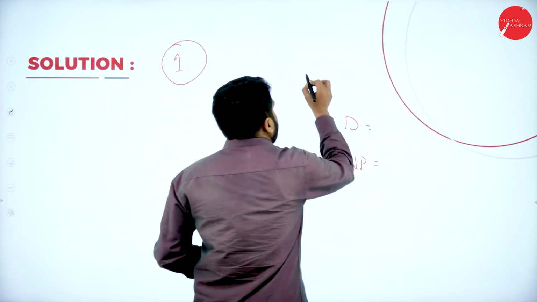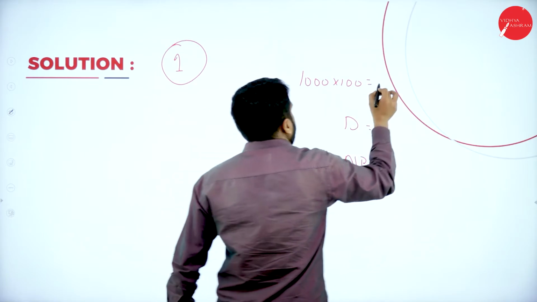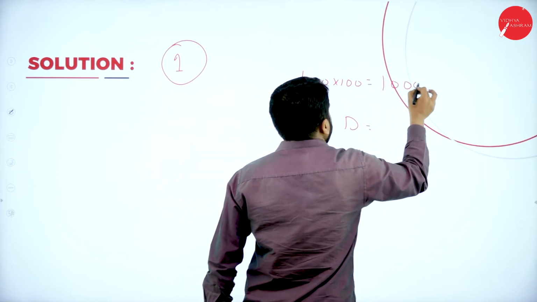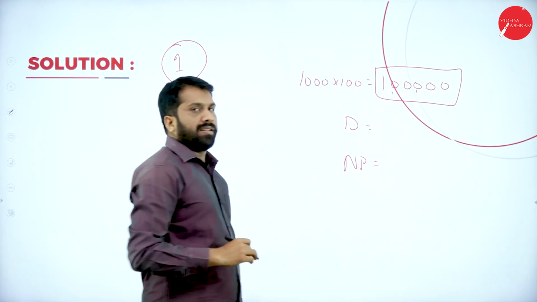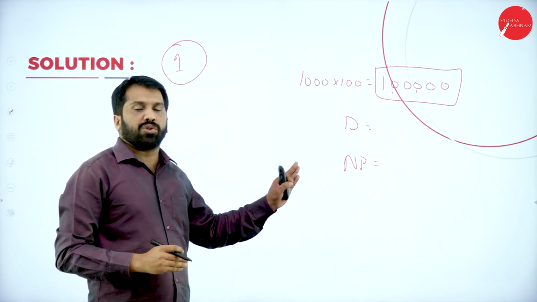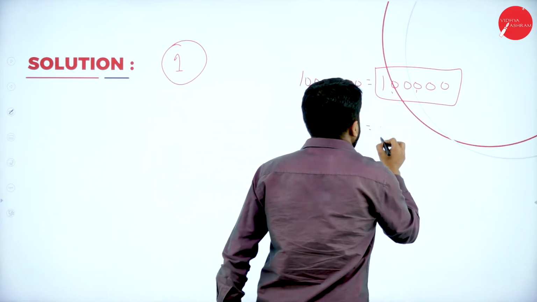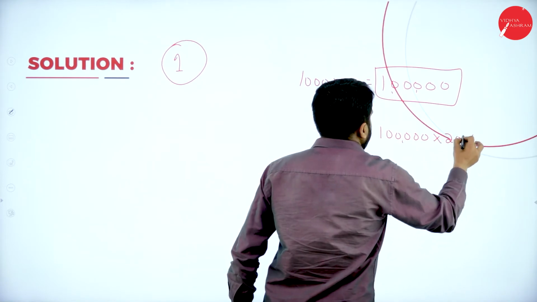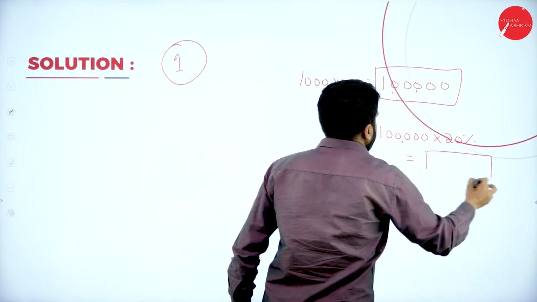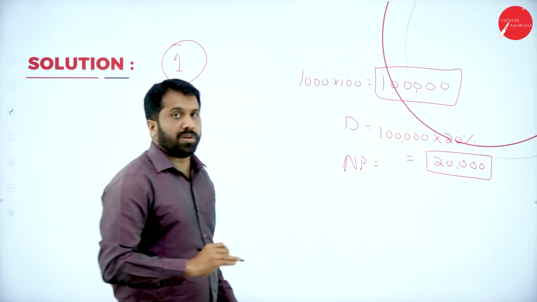Now, 1000 equity shares of rupees 100 each. So, it will be around 1 lakh. All the calculations should happen on 1 lakh. Now, in this dividend, what happens? 1 lakh into 20%, your answer is 20,000. Any doubt? No doubt.